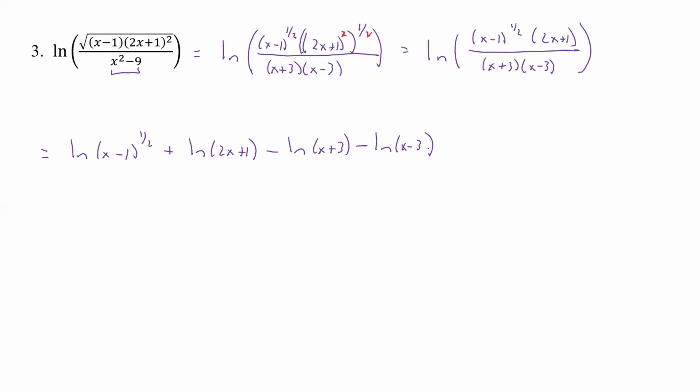Now I'm not done because I still have a power, so I have to go ahead and bring that down. And so that gives me 1/2 ln x minus 1 plus ln 2x plus 1 minus ln x plus 3 minus ln x minus 3. And so that would be the expanded form of that initial ln of the rational expression there.